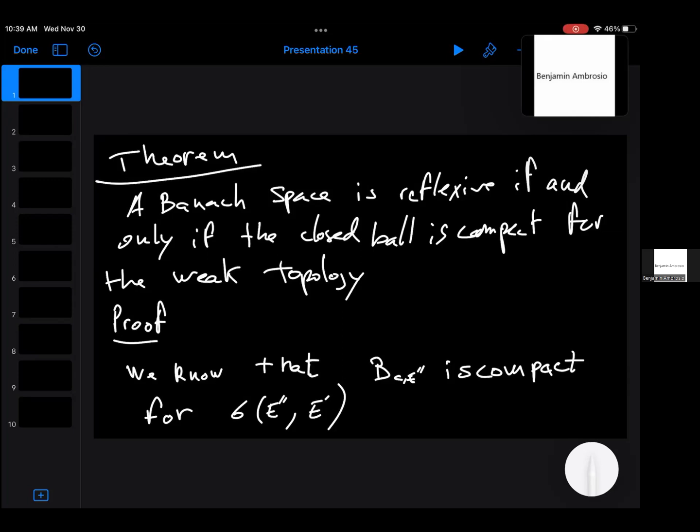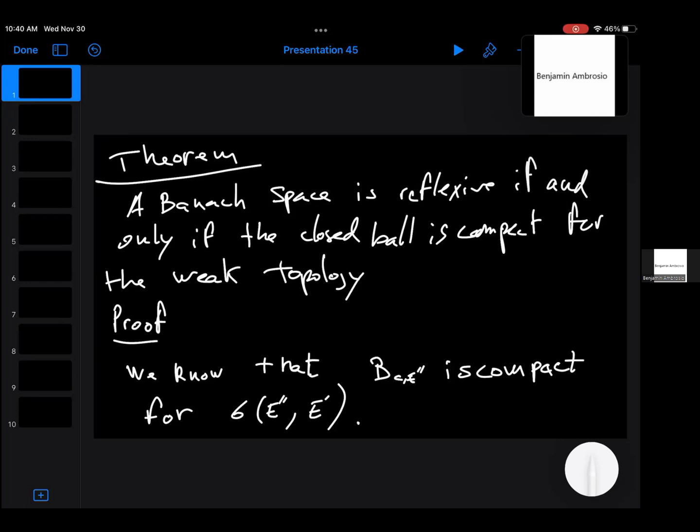All right, so if you assume that J of E is E second, you have also that J of B, so the image of the closed ball, the unit closed ball in E, will be the unit closed ball in E second. And so if I want to prove that my closed ball is compact for the weak topology in E, it is sufficient to prove that J minus 1 is continuous.